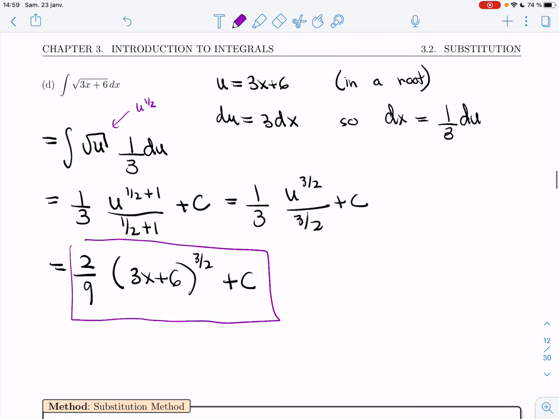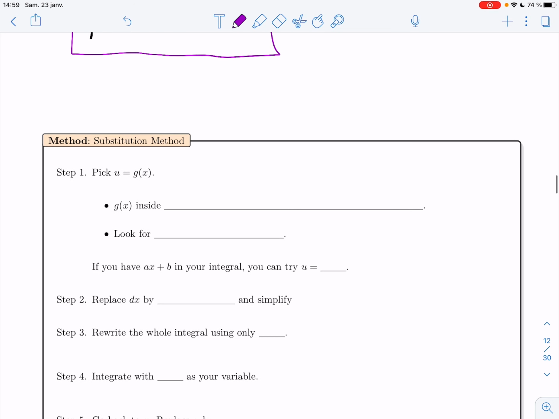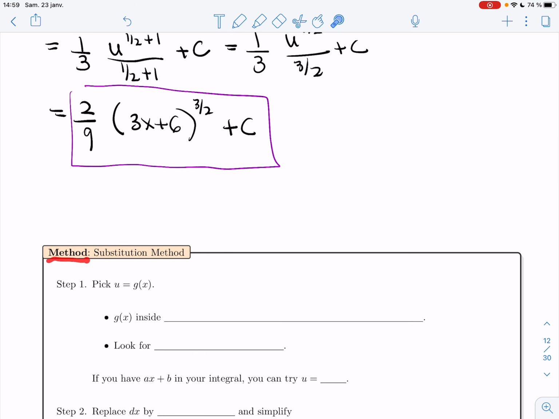All right, so let's recap the entire method. I have substitution method. First thing you need to do is to choose your u. Choose what g of x is. You look for g of x inside another function, so inside brackets, exponent, denominator, roots, just inside some sort of function. And to make sure the substitution will work, keep your eye out for g prime of x dx.